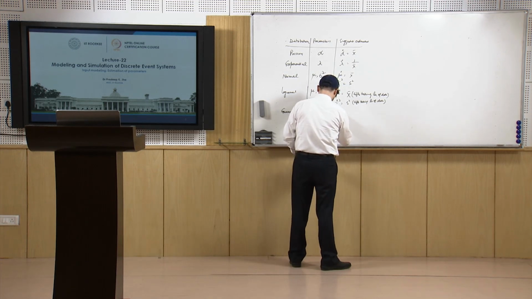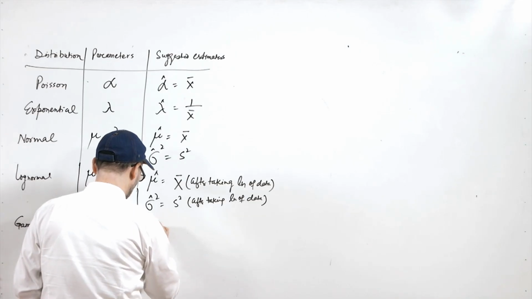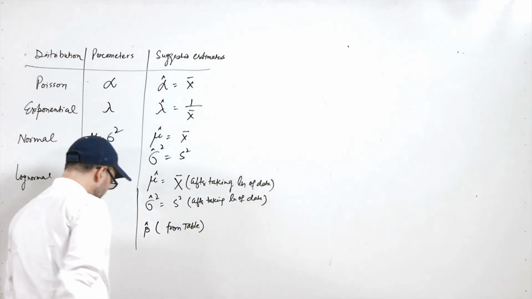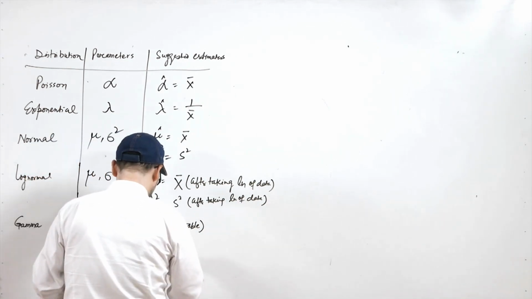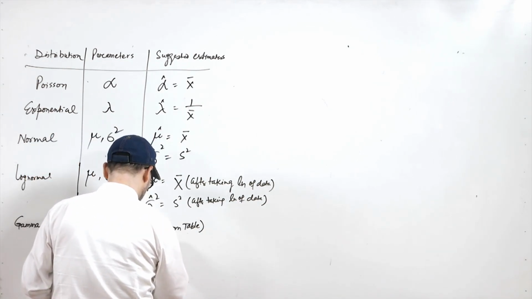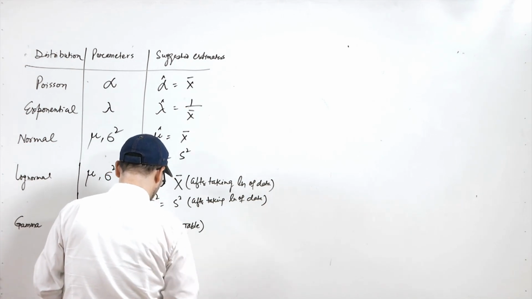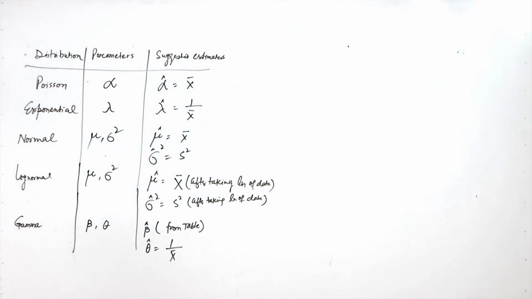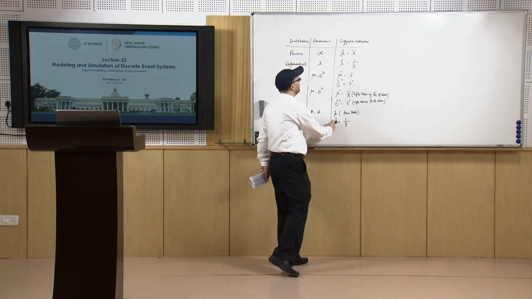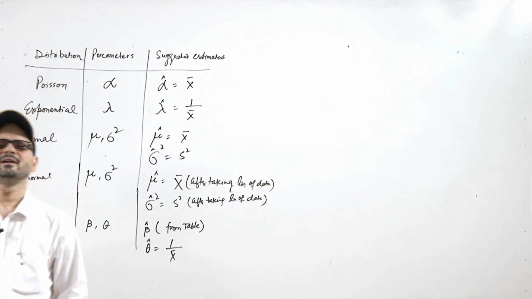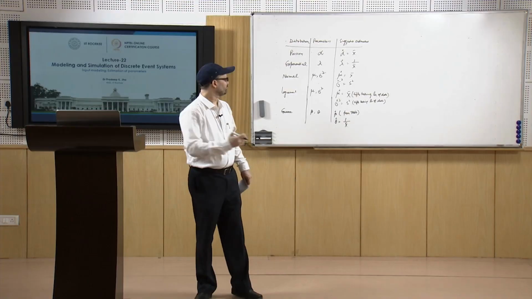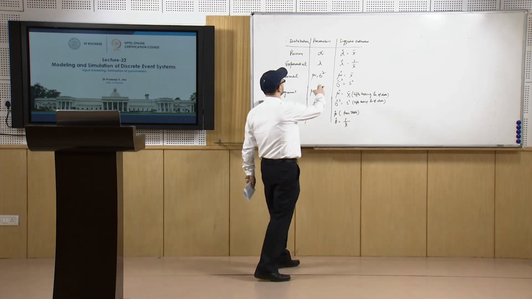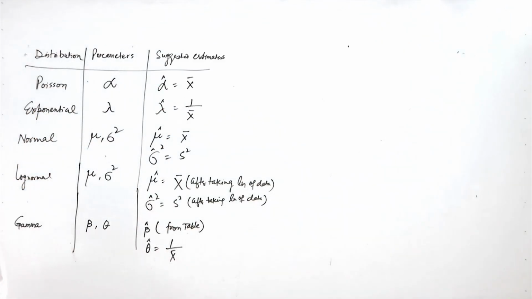So, the beta estimator you will see from the table, and you have theta. Theta will be 1 by x bar. So, from the data you will have theta, and for beta we will take it from the table. This way, for different types of distributions, we can calculate the suggested estimators.